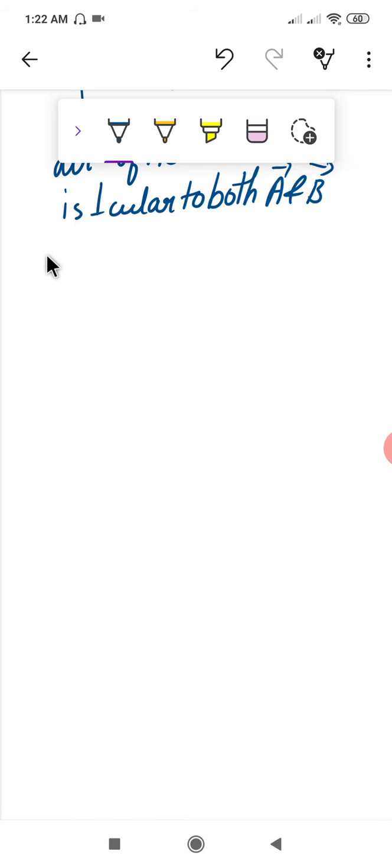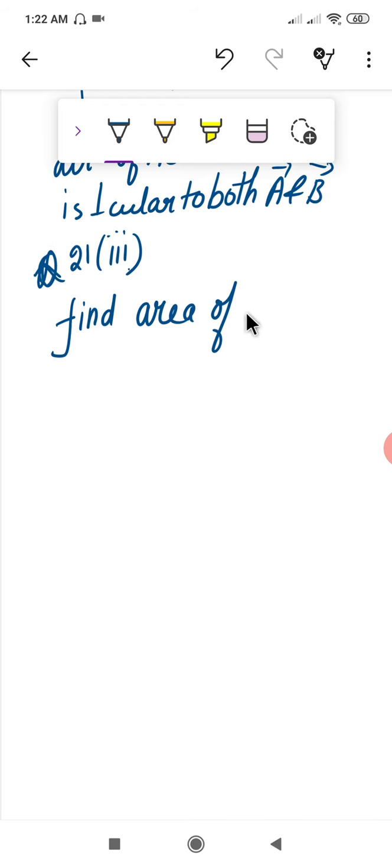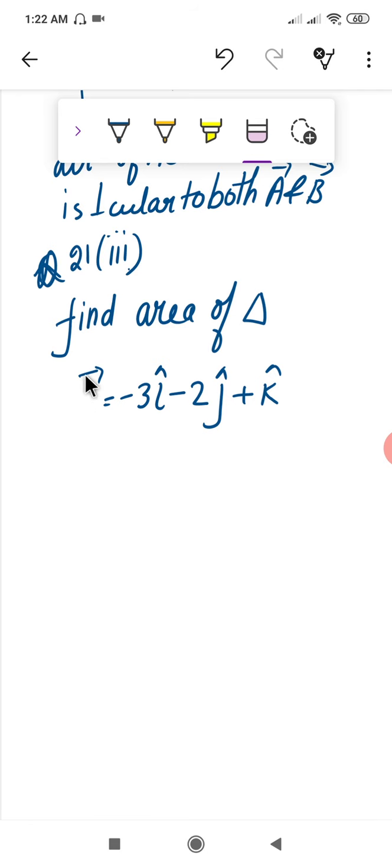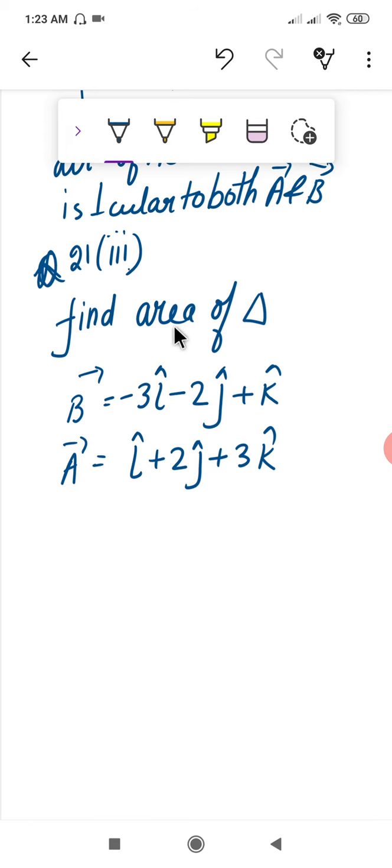Now actually I want to explain you another question which will be better understood after this question, and that question was question number 21, part 3, right? And that question is, they are saying find the area of the triangle whose sides are formed by vector B, 3i minus 2j plus k, and vector A, which is i plus 2j plus 3k, right? And they are saying find the area of a triangle.